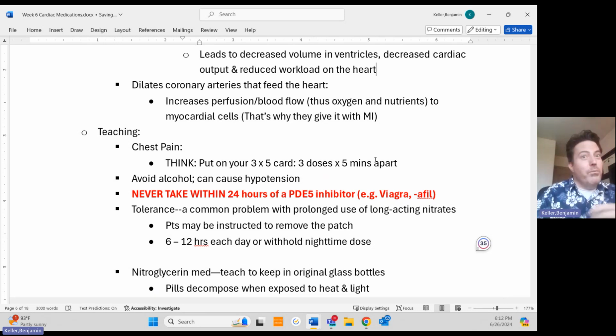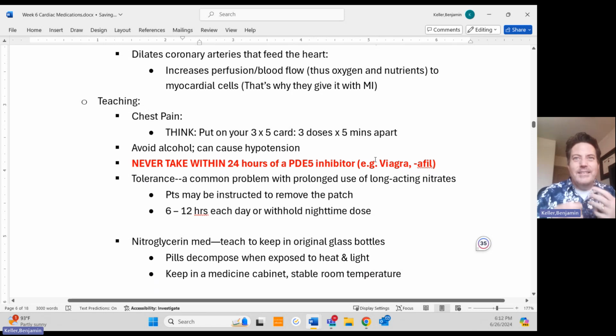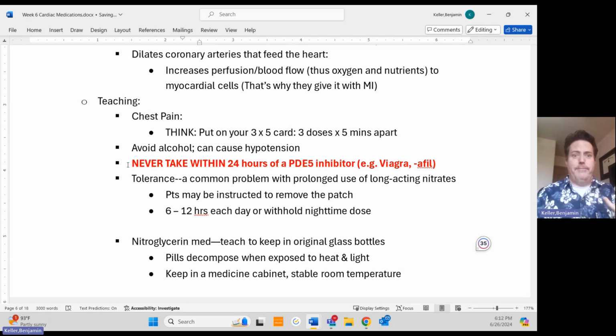Other teaching, you want to avoid alcohol. It can cause hypotension, low blood pressure. And this is one that you'll always see on the NCLEX, so just know this. Never take within 24 hours of a PDE5 inhibitor. You're probably like, what's a PDE5 inhibitor? I don't expect you guys to remember all that, but it's Viagra. So you don't want to give nitro within 24 hours of Viagra. And women take Viagra too to help with sexual dysfunction. It's not just a male drug.